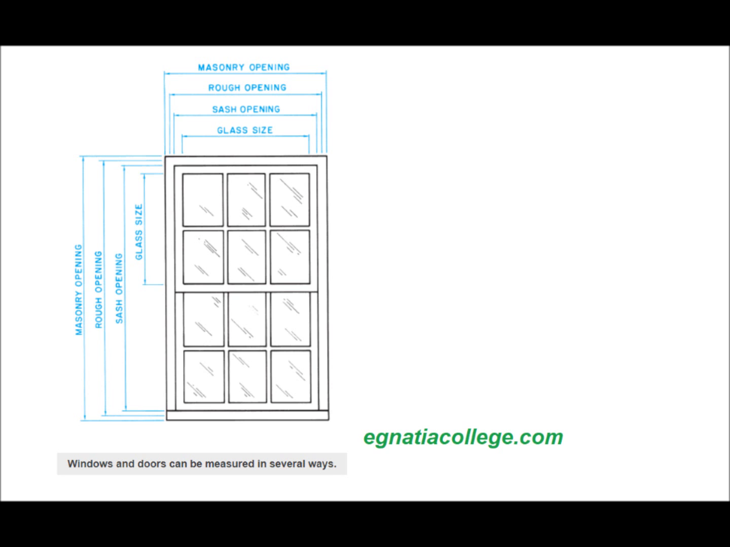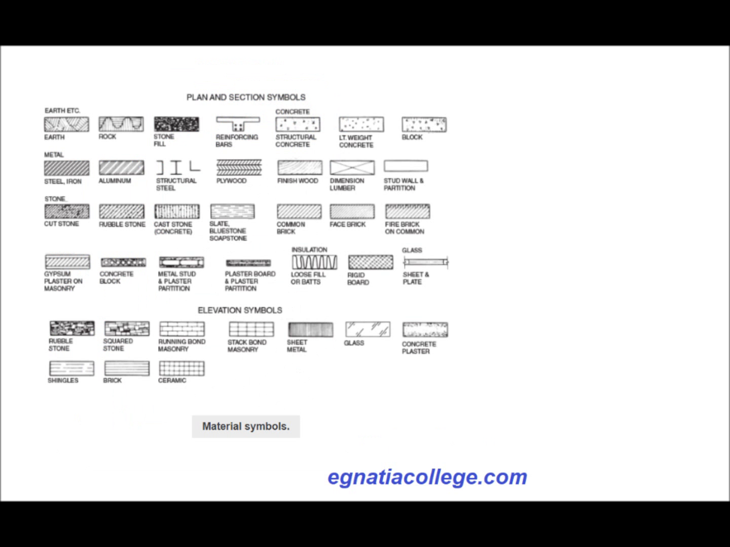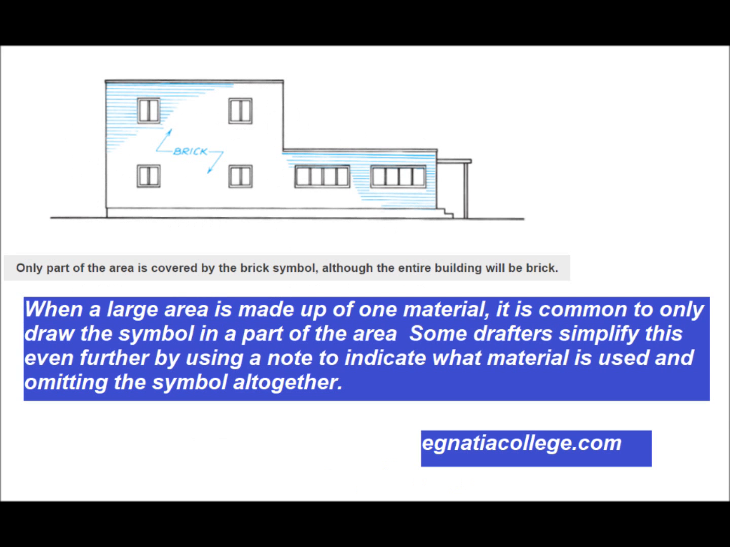Material symbols. The drawing of an object shows its shape and location. The outline of the drawing may be filled in with a material symbol to show what the object is made of. Many materials are represented by one symbol in elevations and another symbol in sections. Examples of such symbols are concrete block and brick. Other materials look pretty much the same when viewed from any direction, so their symbols are drawn the same in sections and elevations. When a large area is made up of one material, it is common to only draw the symbol in a part of the area.